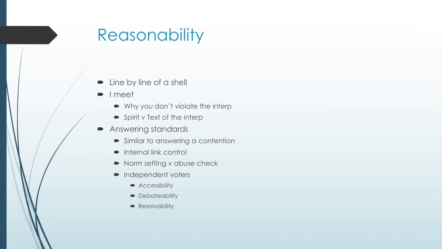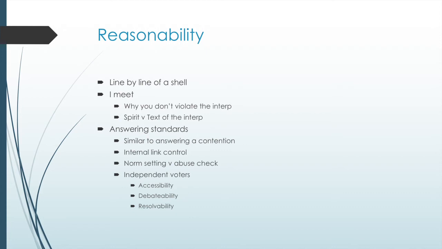So then, I meets should be the first thing you do when you're line by lining the shell because it pertains to the interp. It's at the very top, right? So once we make our I meets, we want to answer some standards, right? We want to go through my opponent's shell and explain why their standards are bad.